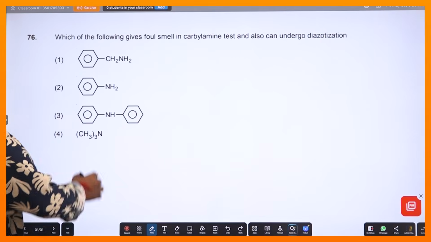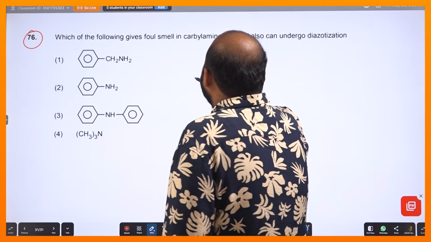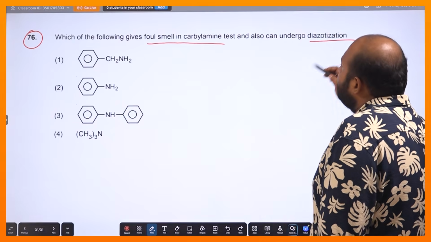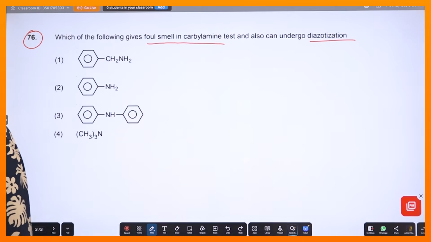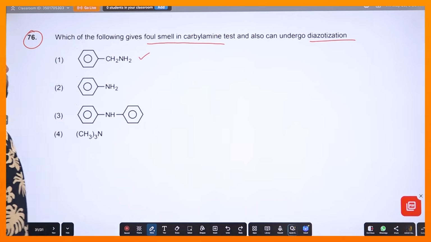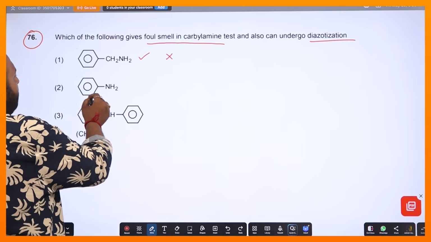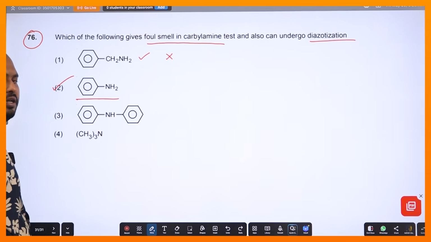Okay. So the next question is asking which of the following will give a foul smell in the carbylamine test and also undergo a diazotization reaction. So you can see that this will undergo a carbylamine reaction, but it will not undergo a diazotization reaction. But aniline will undergo the carbylamine as well as the diazotization reaction. So we can conclude that this is our correct option.